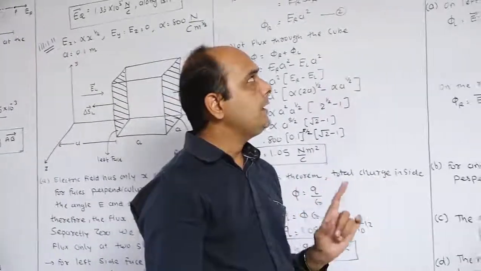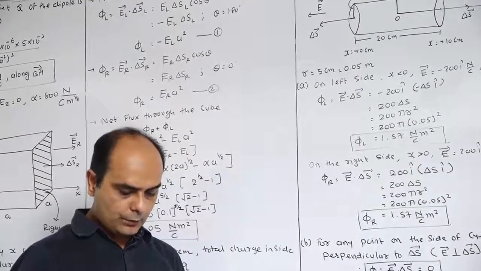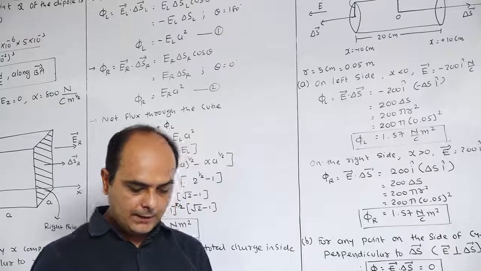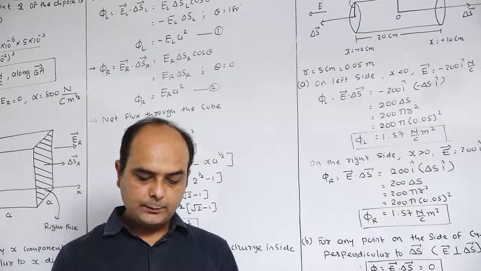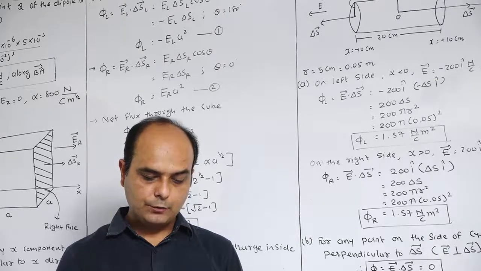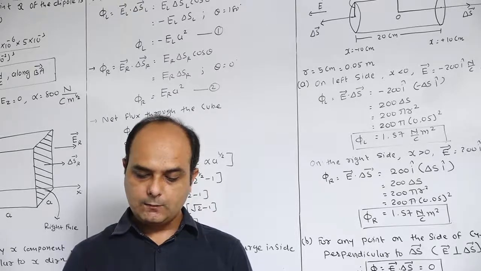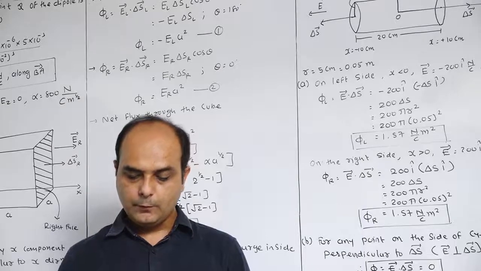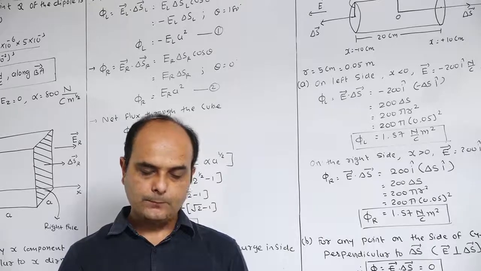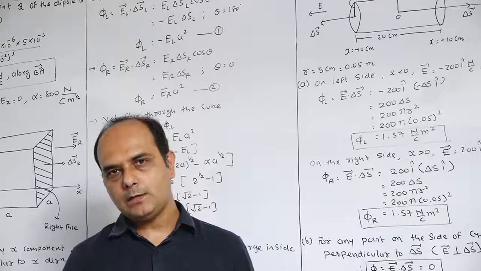Now we are moving on to illustration number 12. The question of illustration number 12 is like this. An electric field is uniform and in the positive x direction for positive x, and uniform with the same magnitude but in the negative x direction for negative x. It is given that E is equal to 200 i cap newton per coulomb for x greater than 0, and E is equal to minus 200 i cap newton per coulomb for x less than 0. Let me show: for x negative, the electric field is negative; for x positive, the electric field is positive.